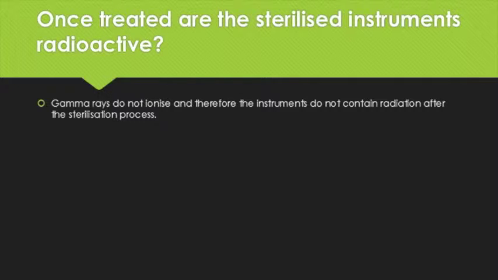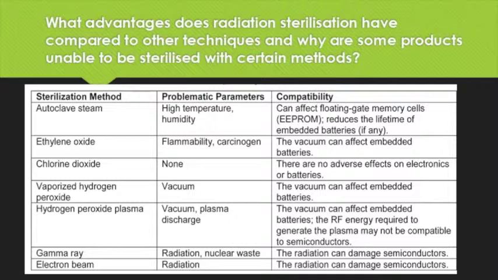What advantages does radiation sterilization have compared to other techniques? And why are some products unable to be sterilized with certain methods? Ethylene oxide, a sterilization technique using the gas compound of ethylene and oxygen, must allow for gas movement and exposure to a range of pressures at an elevated temperature and a quarantine period of 8 to 24 hours, whereas radiation sterilization does not require any of these things.